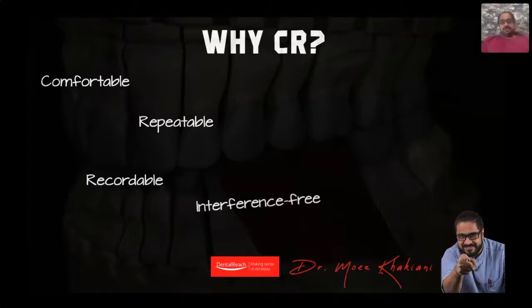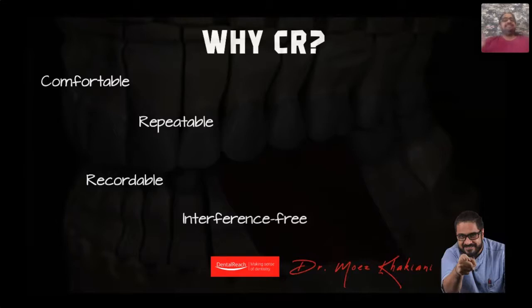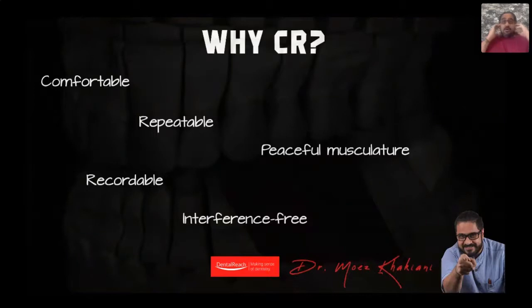Further, why centric relation? Because centric relation, friends, is the only position, and I repeat again, the only position that will give me interference-free occlusion. And it is an interference-free occlusion that gives me peaceful neuromusculature, the lateral pterygoid. For students who've attended my courses, they know how important lateral pterygoid is to me. It's so important, I call it the mother of the joint, the mama. It's the one that's protecting the entire system. We want it to be completely relaxed when we do full mouth reconstructions.